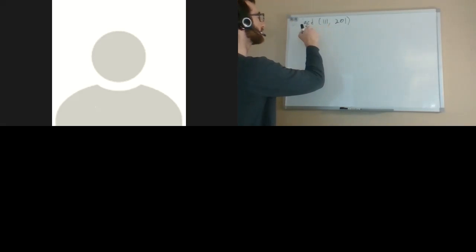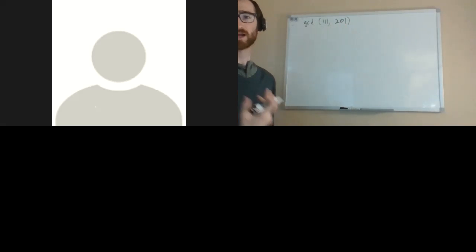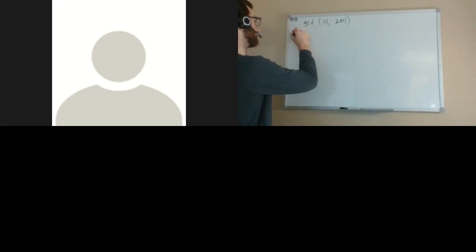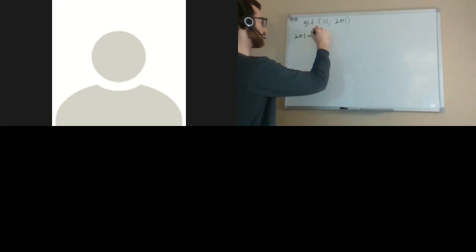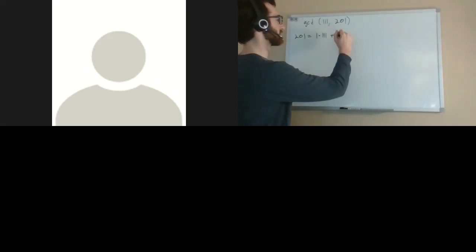Okay, so if I'm trying to find the GCD of 111 and 201, the first thing that I'm going to do is rewrite things with remainder. So the point is 201 is equal to 1 times 111 plus the remainder, and in this case, the remainder is going to be 90.